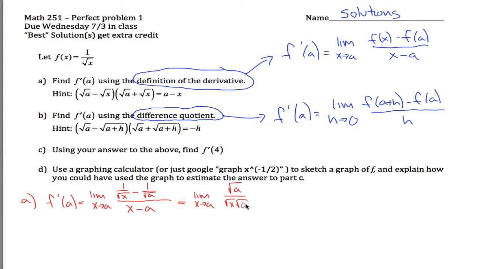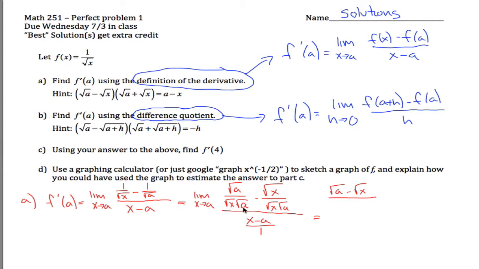x times the square root of a minus the square root of x times the square root of x times the square root of a. And that's all divided by x minus a. And I'm going to write it as x minus a over 1, so that it's kind of fractions over fractions. And what I now have up on the top, since I have a common denominator, I can just say it's root a minus root x divided by this common denominator. I'll just leave it alone.